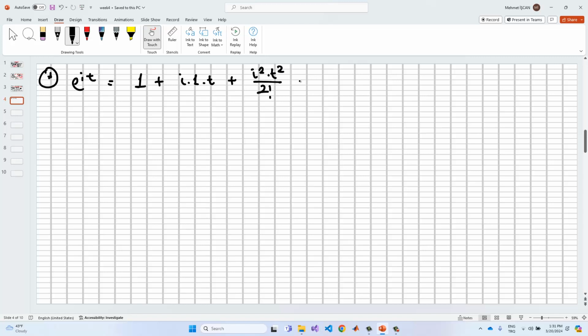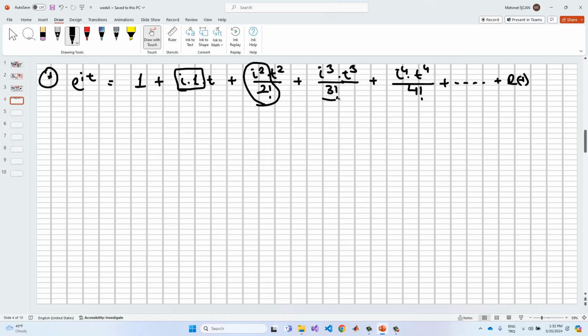t squared over 2 factorial plus i over 3 factorial t cubed plus i4 t to the 4 divided by 4 factorial plus and so on. Okay, and so the rest of them, t is a function of the higher order complex, right? And so we have this pattern in here.